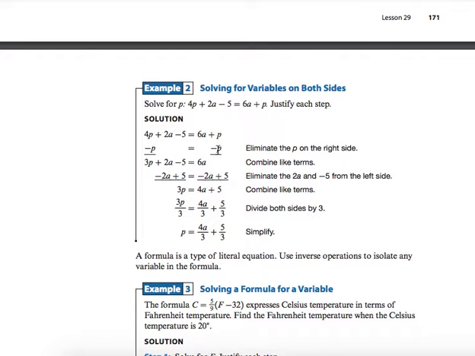So you've got plus p over here, they subtract p. What you do to one side, you do to the other. So it's 4p minus 1. You would get 3p plus 2a minus 5 equals 6a. So now you have the expression in this portion right here with variables on both sides.